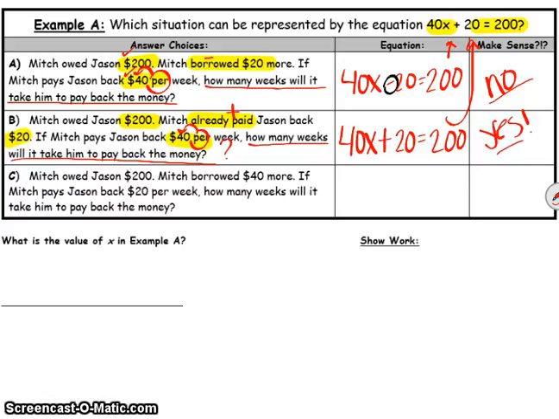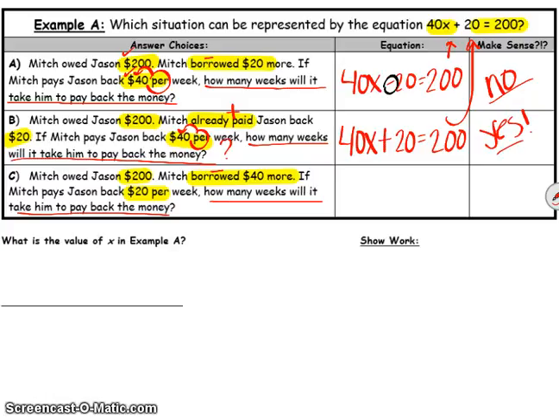So let's look at letter C. It says Mitch owed Jason $200. Mitch borrowed $40 more. If Mitch pays Jason back $20 per week, how many weeks will it take him to pay back the money? So let's highlight important things. $200 is important. Borrowed $40 more. Remember, the word borrowed tells me that I'm subtracting. And then he wants to pay him back $20 per week, and I always underline my question.